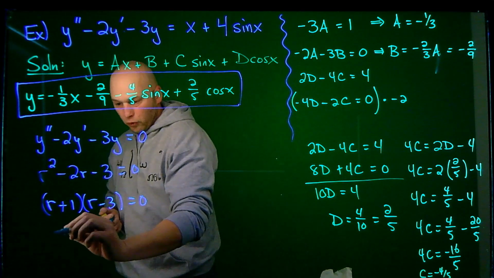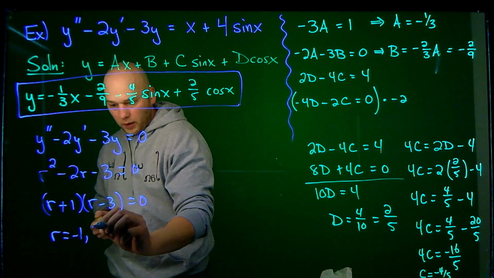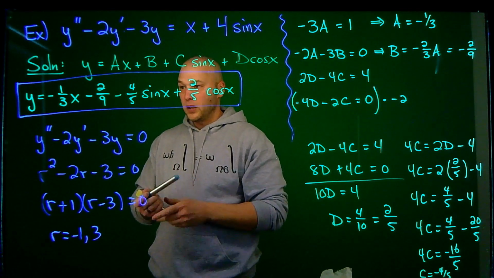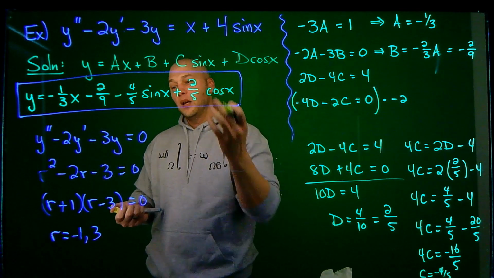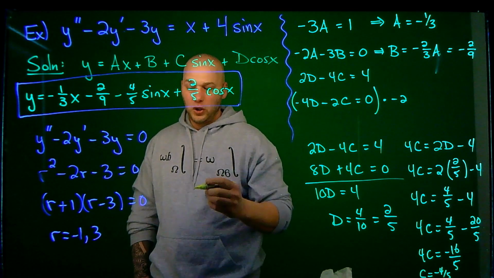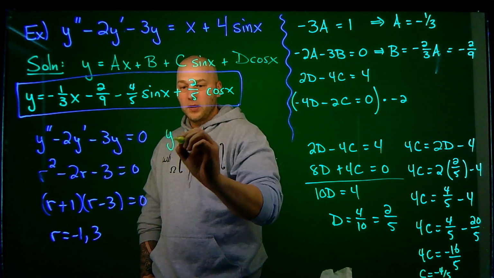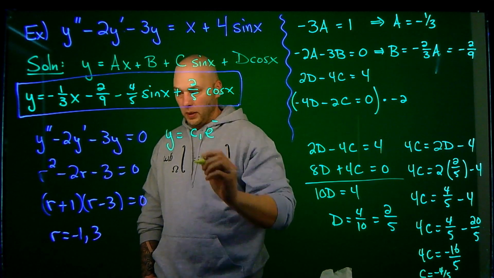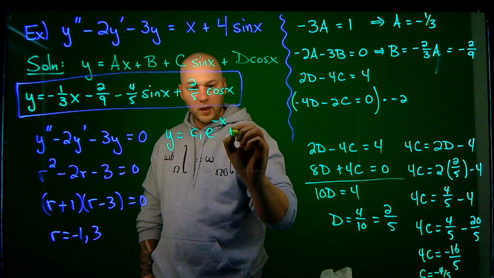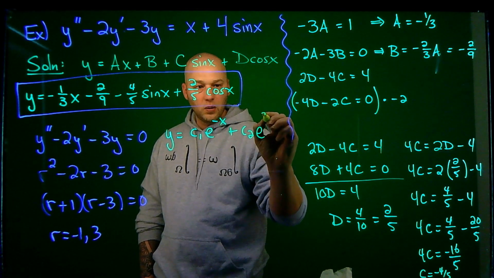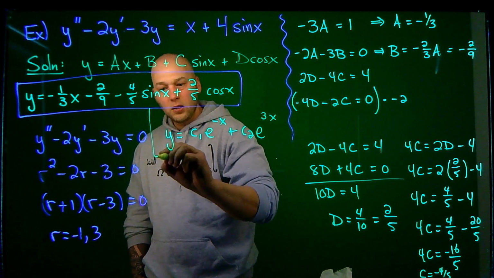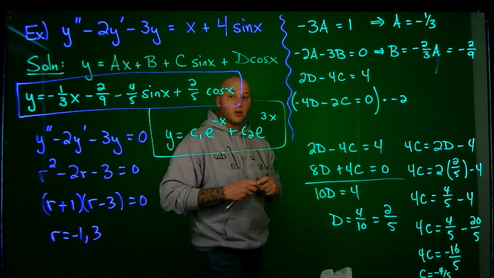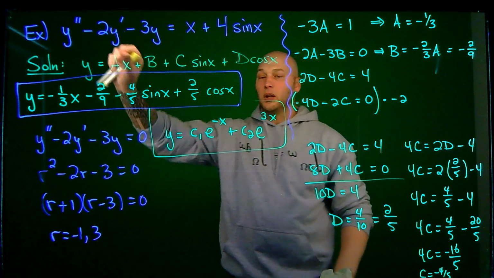That gives me roots of negative 1 and 3, which gives me the following solution to the homogeneous equation. Y is equal to c1 e to the negative x, we use the variable x, plus c2 e to the 3x. And these two boxes combined give me the most general solution to the initial differential equation.